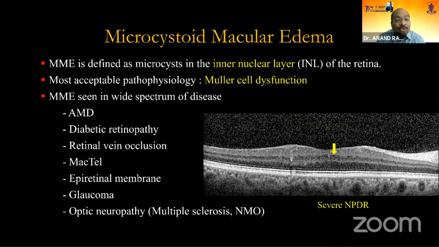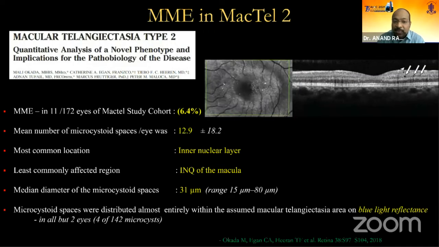In the MacTel group also looked at this. They looked at a cohort and they found MME in about 6.4% of the cases. Mean number was 12.9. Most common location, again, they confirm the inner nuclear layer. Least commonly affected region, the inferonasal quadrant of the macula. Mean diameter was 31 microns, ranging from 15 to 80. And they found that these were almost entirely distributed within the assumed macular area on blue light reflectance.